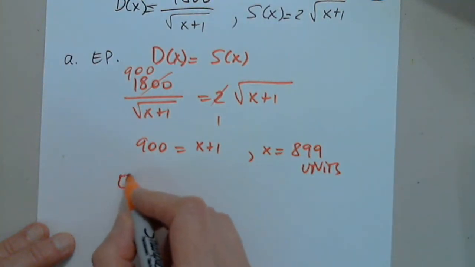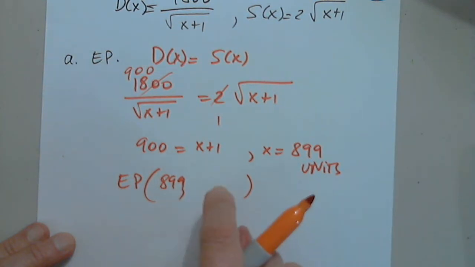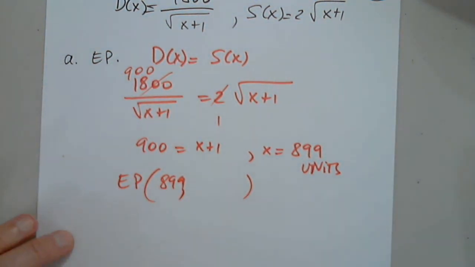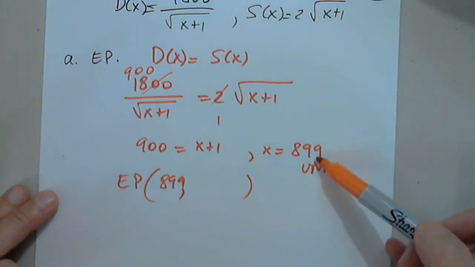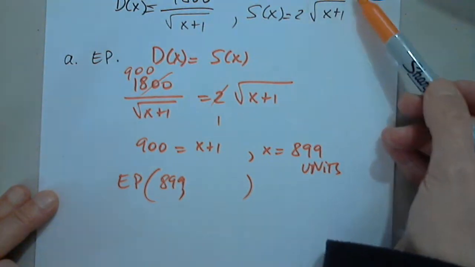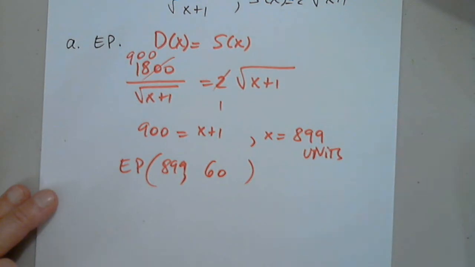And now let's find the equilibrium point with 899 number of units, price per unit. How do I find that? Plug in 899 into either one of the functions. Very good. So let's do that. 899 plus 1 is 900. The square root of 900 is 30. And 30 times 2 is 60. So we purchased 899 at the price of $60 per unit.